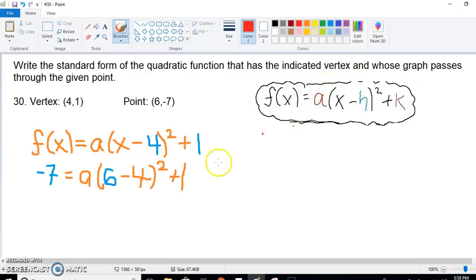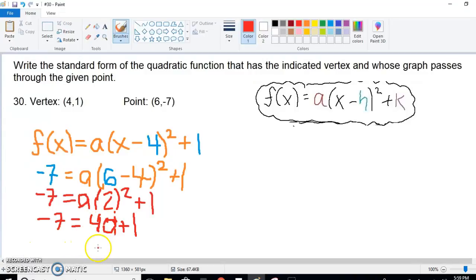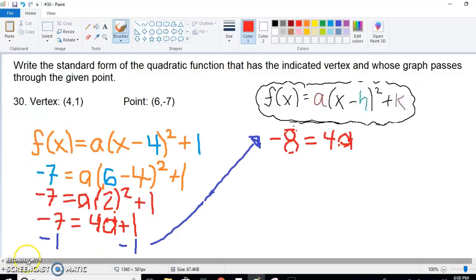We're going to subtract 6 minus 4. 6 minus 4 is 2. So our next step will be to square that 2. All right, and then since 2 squared is 4, I went ahead and wrote 4a rather than saying a4. And so our next step will be to subtract 1 from both sides. Okay, so after subtracting 1 from both sides, that brings us to -8 equals 4a.